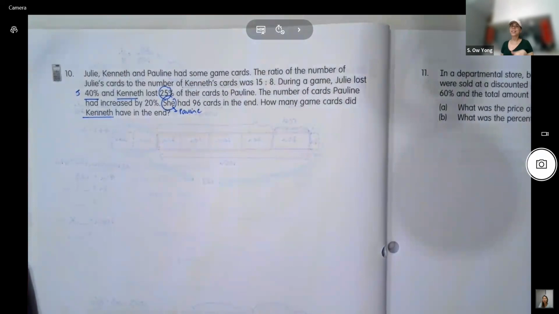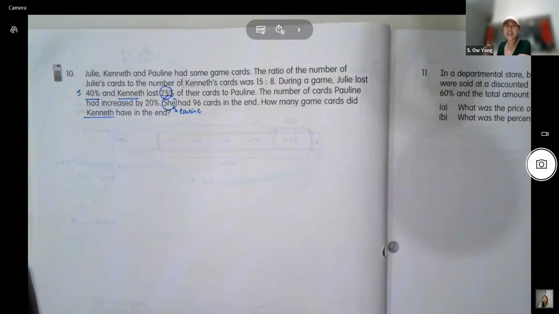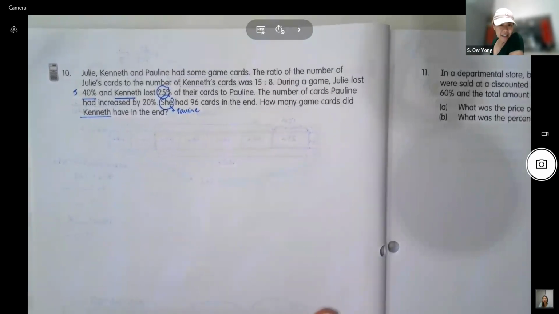So I'm going to repeat the story. It's not so easy to understand. So yeah, they have some game cards. So Julie has some cards. Kenneth, the ratio is 15:8. So during the game, Julie lost the cards, 40% of it. Kenneth lost his cards. All lost it to Pauline. That's why Pauline actually increased by 20%. Then she had 96 cards in the end.